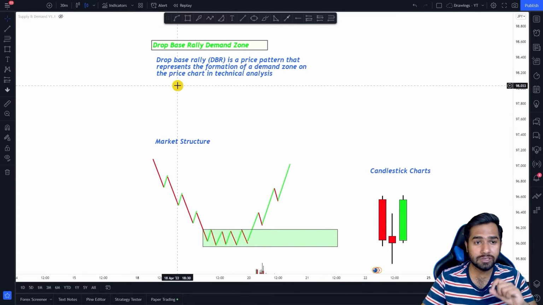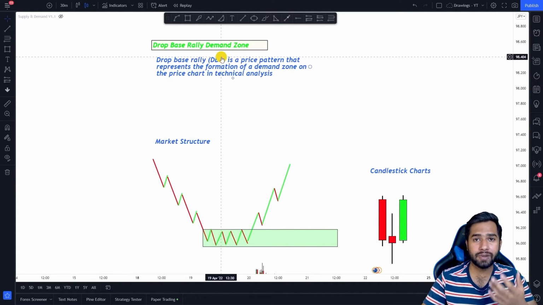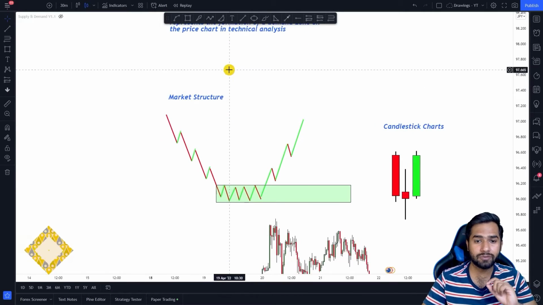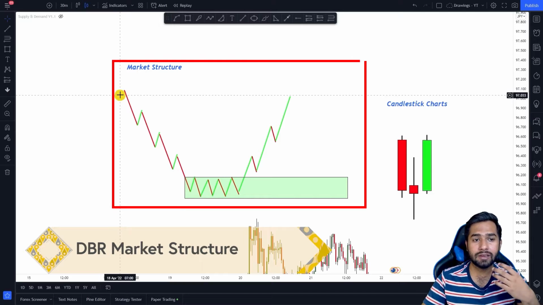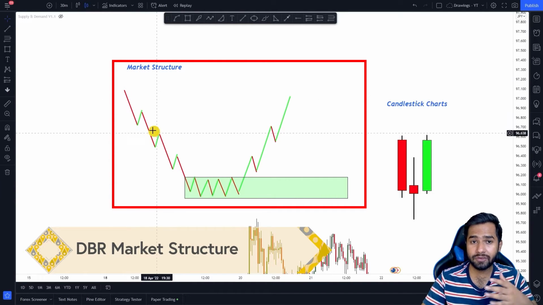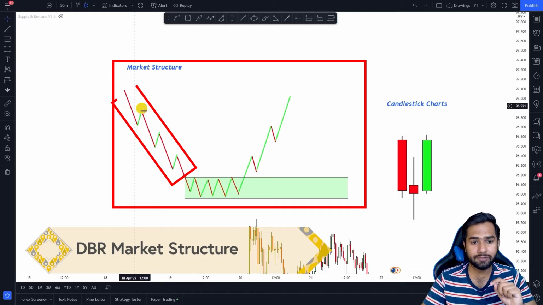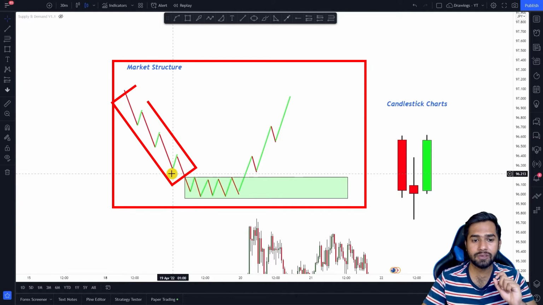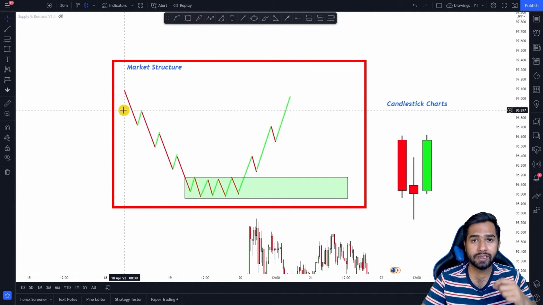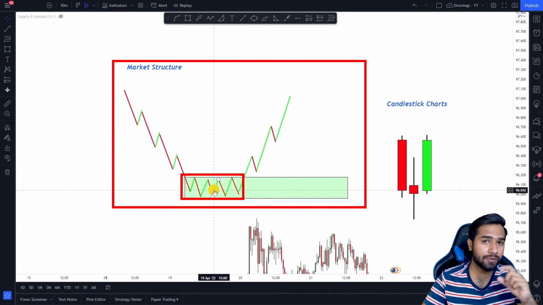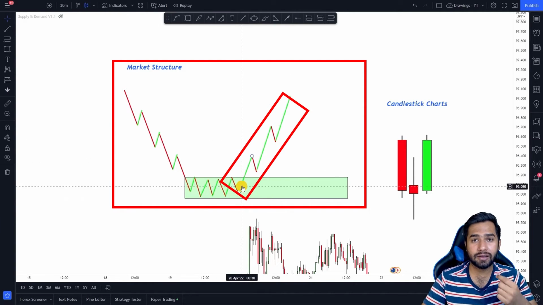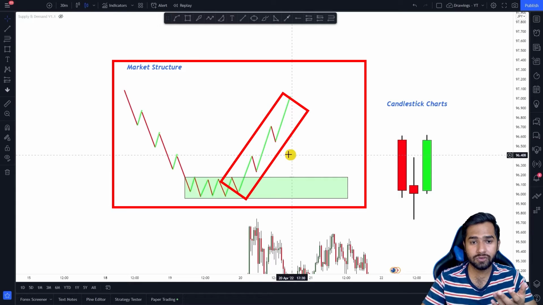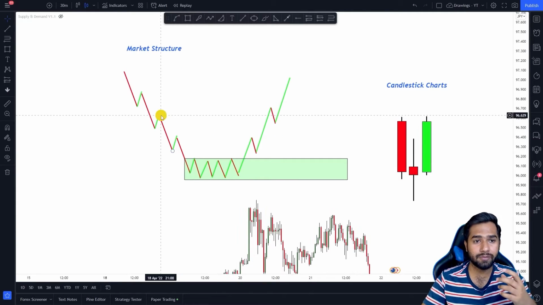So in order to study the drop-based rally demand zone, first of all, let's go through its market structure. We can see that the drop-based rally demand zone forms in three phases. The first phase is the drop phase, in which the market moves impulsively in the bearish direction. Then comes the base region, where the market is moving inside a range. And the last phase is the one in which the market gives an impulsive bullish move. So this is the market structure of the demand zone.